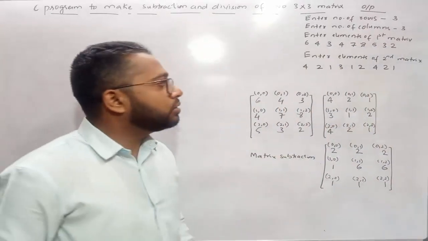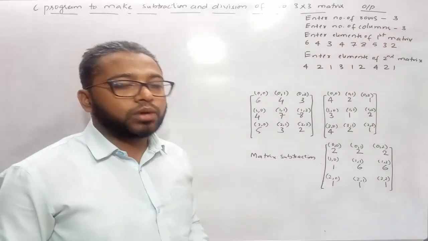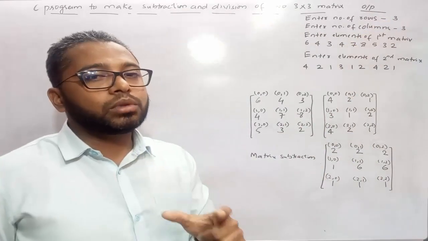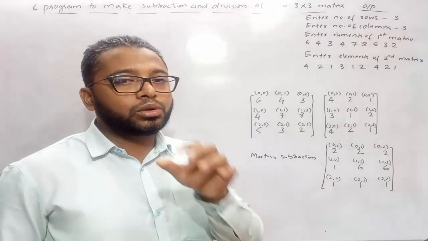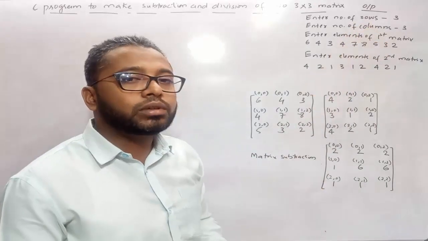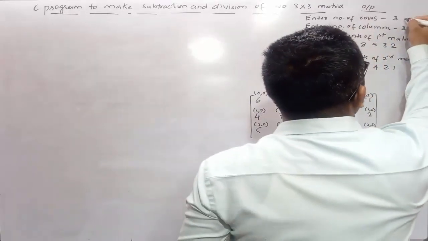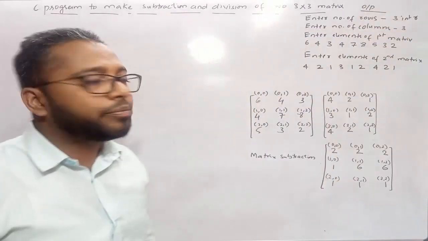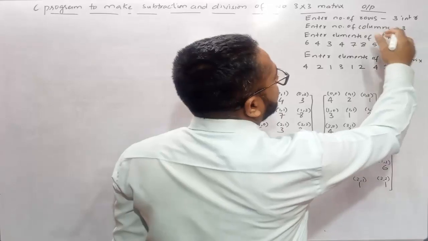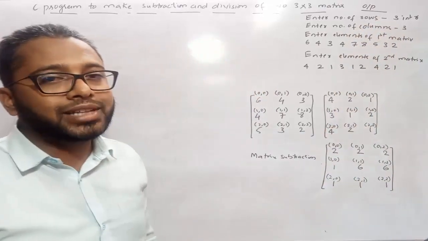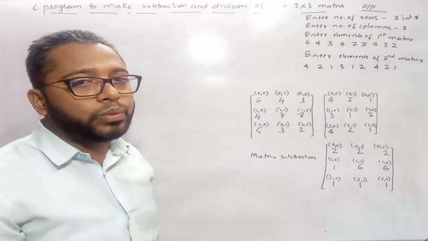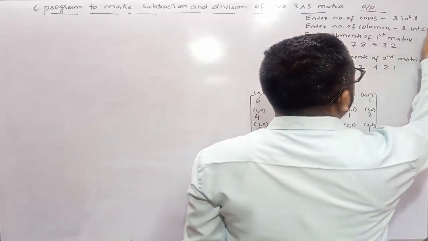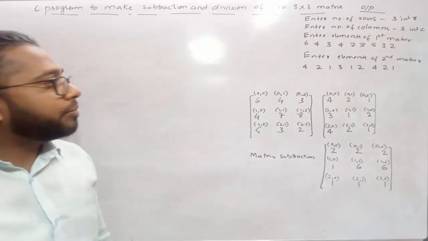Let us first try to understand how many variables we require. Since at the beginning I'm asking the user to enter the number of rows, in our program to store the value 3 we need to create a variable of type integer, let us say rows. And I'm asking the user to enter the number of columns, so I need to create one more variable in my program which will hold the value of columns. Let us assume it as c.